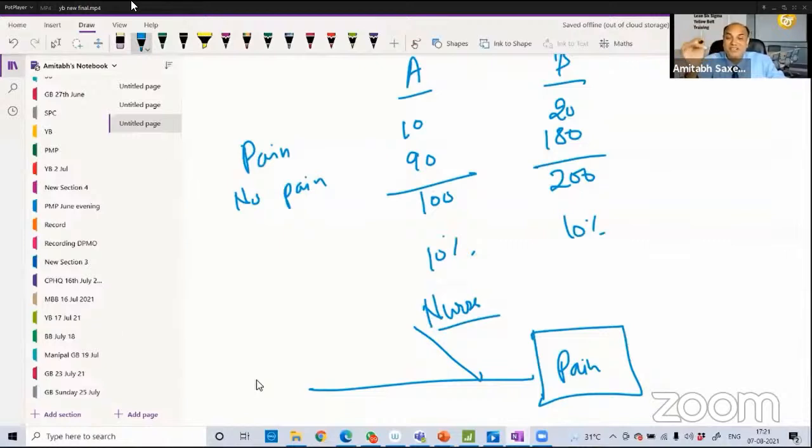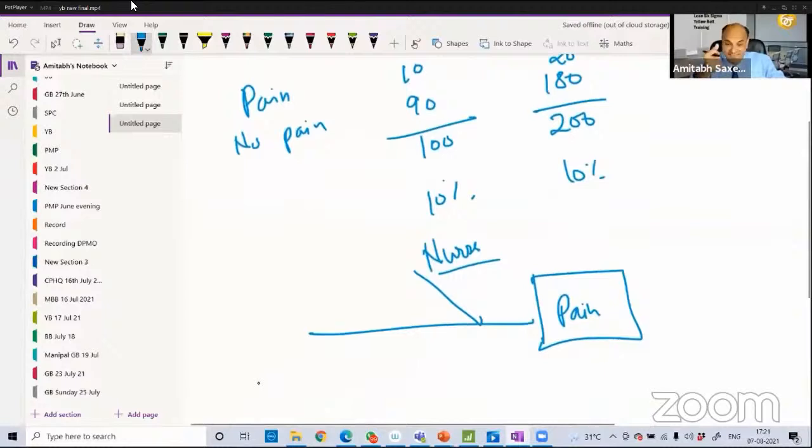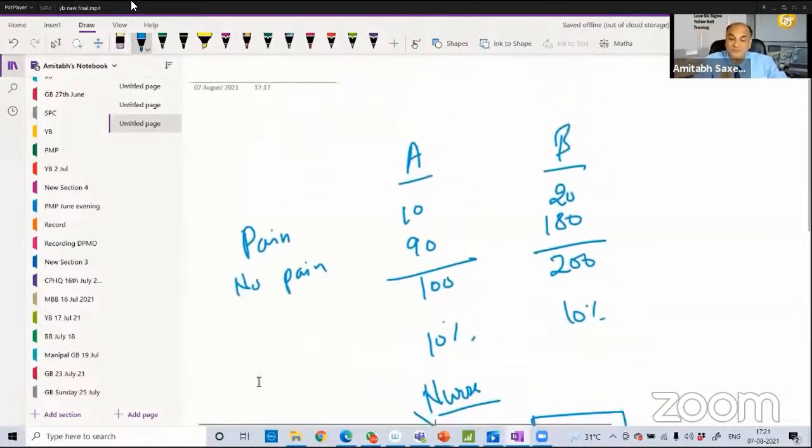Sorry, the nurse is not an issue here. If all nurses are giving 10%, 10%, then the nurse is not an issue. Something else is the issue. Maybe the vaccine is the issue. Maybe the person who is taking it, in the general population, 10% of people will have pain. This is normal. No one to blame for it. Okay. Got it?